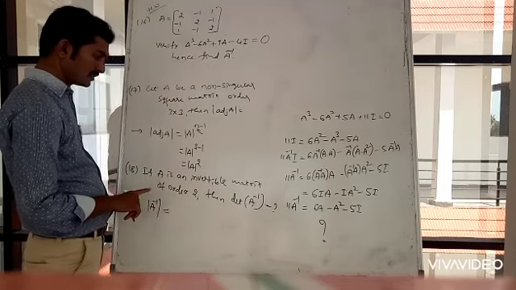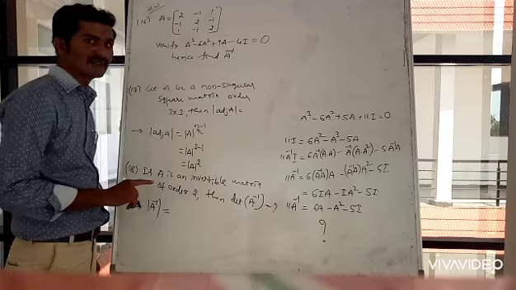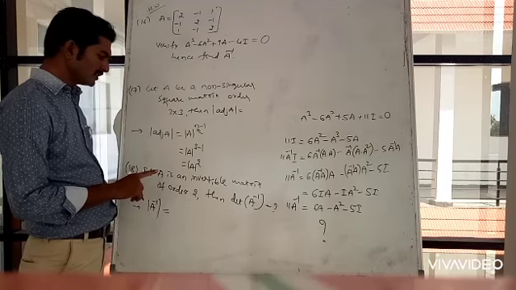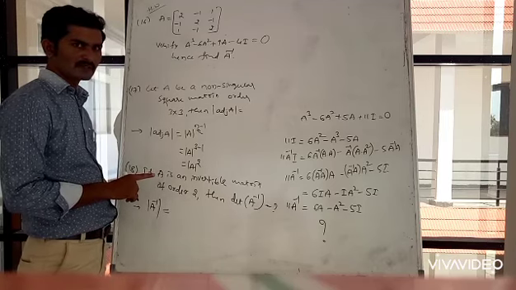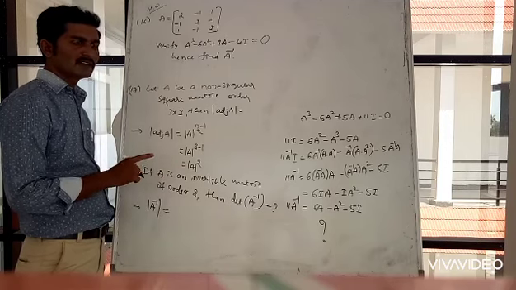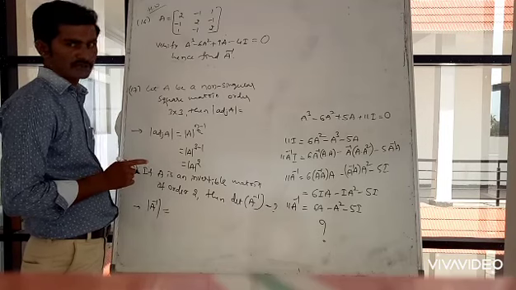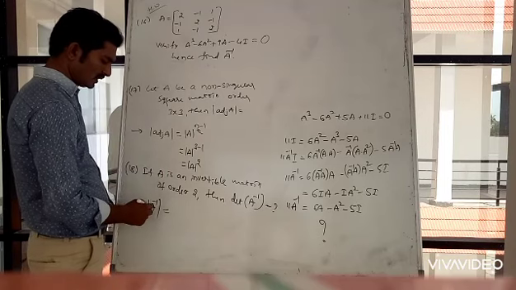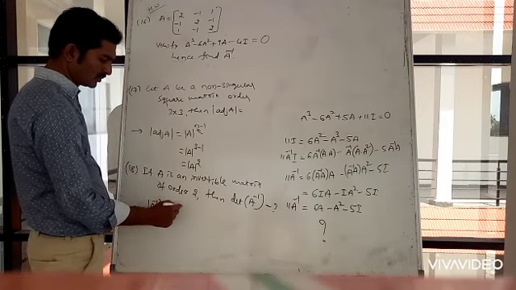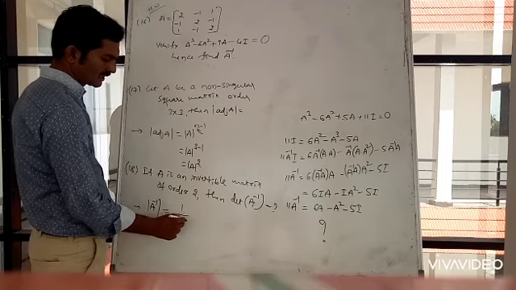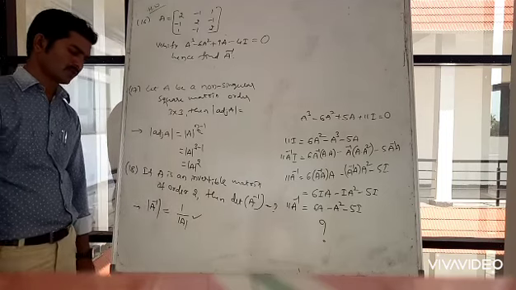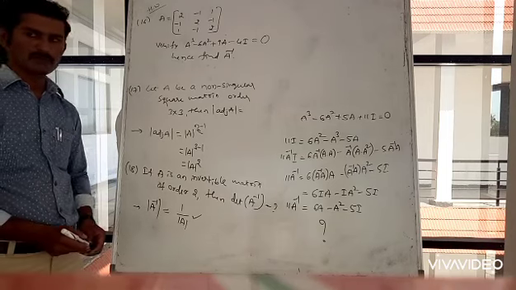So if A is invertible, means non-singular. Invertible means there exists an inverse. Okay. If inverse is existing, it means what? Determinant of A is not equal to 0. That's why determinant of A inverse is equal to 1 upon determinant of A. Right?